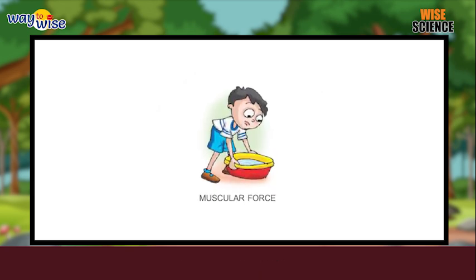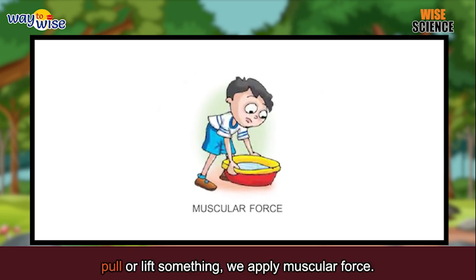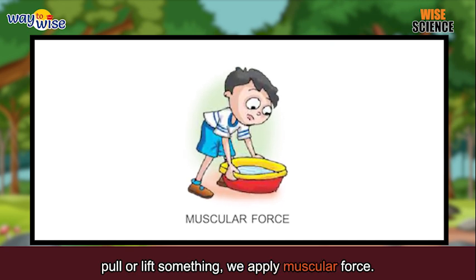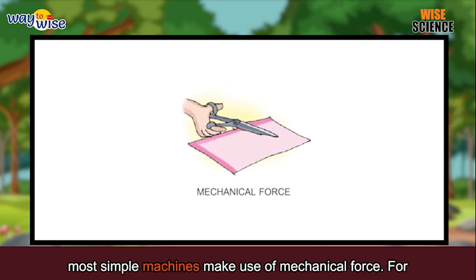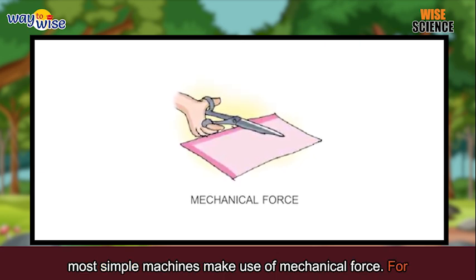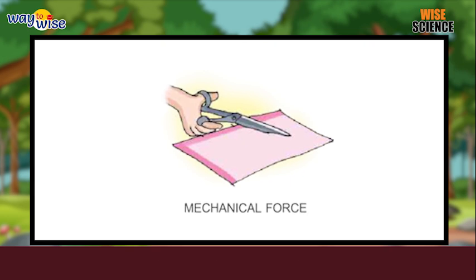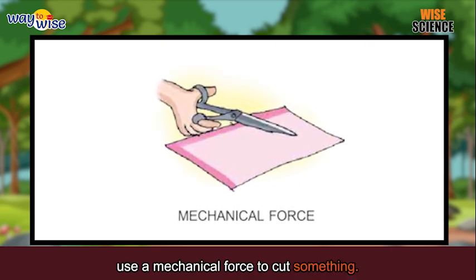Muscular force. When we push, pull, or lift something, we apply muscular force. Mechanical force. Most simple machines make use of mechanical force. For example, a pair of scissors uses a mechanical force to cut something.